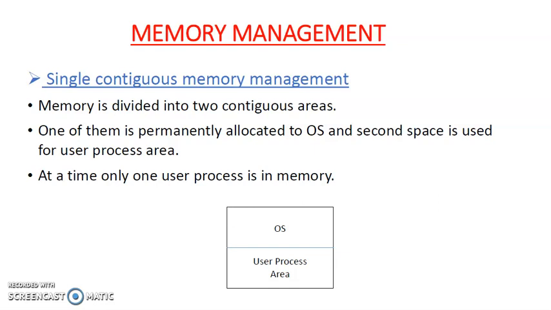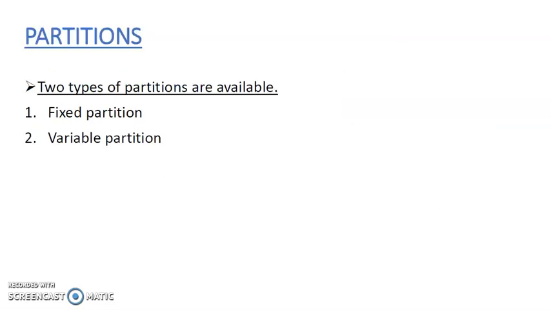Then your next topic is partition. Generally, the main memory is divided into various sections, and this is called a partition. What is the meaning of partition? The main memory is divided into various sections. There are two types of partitions available. The first one is the fixed partition and the second one is the variable partition.